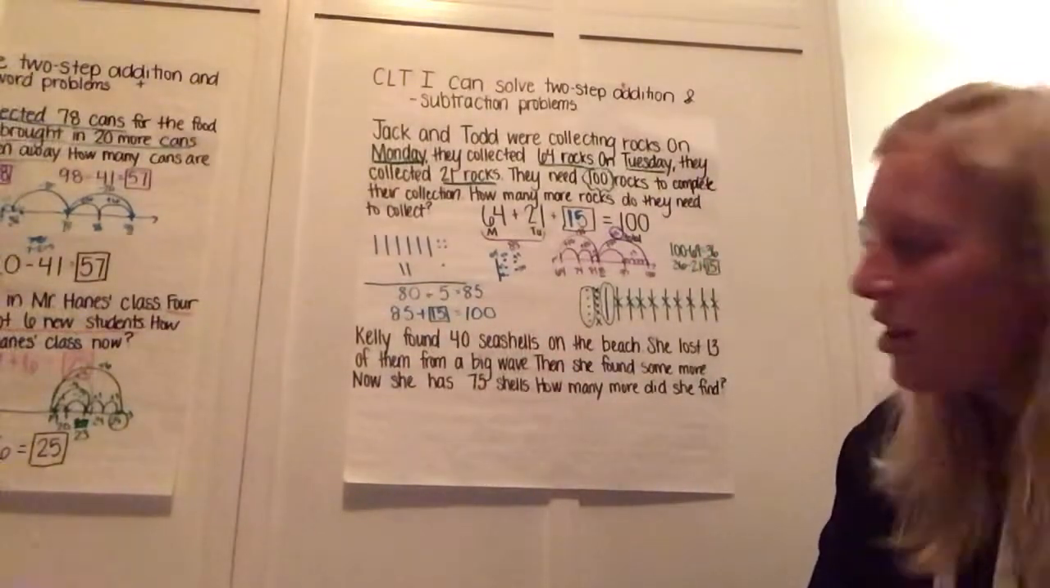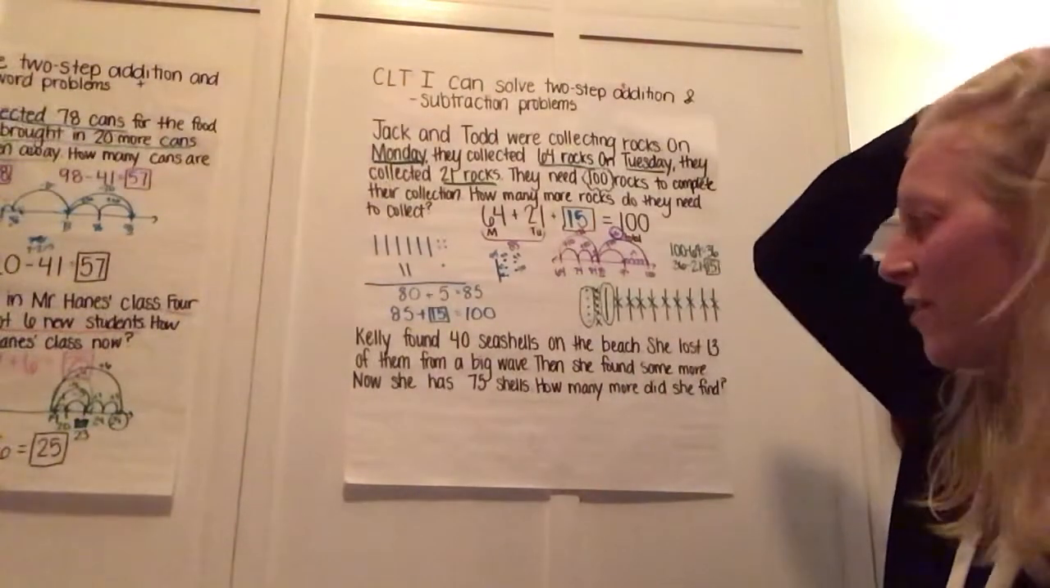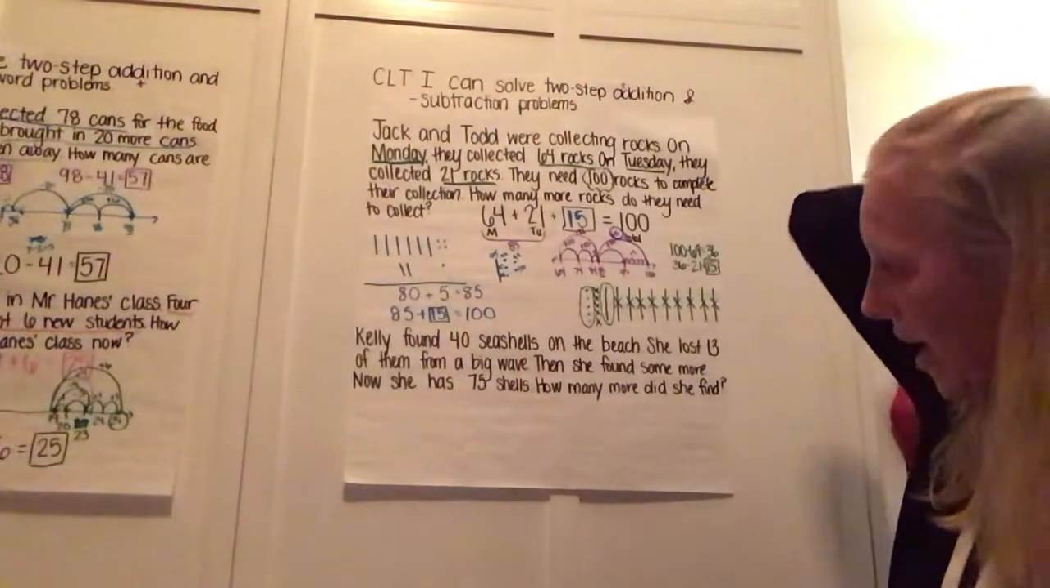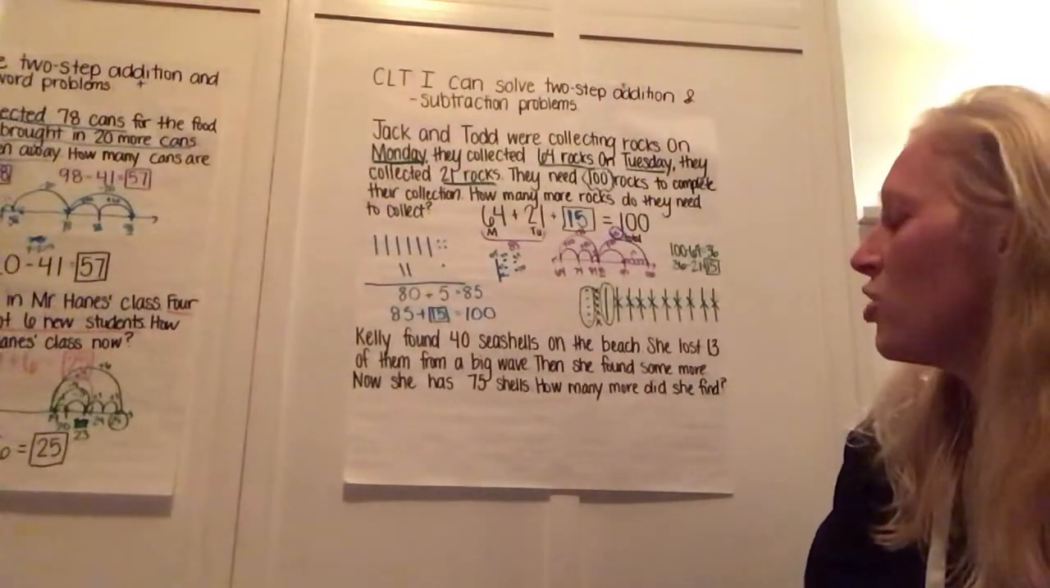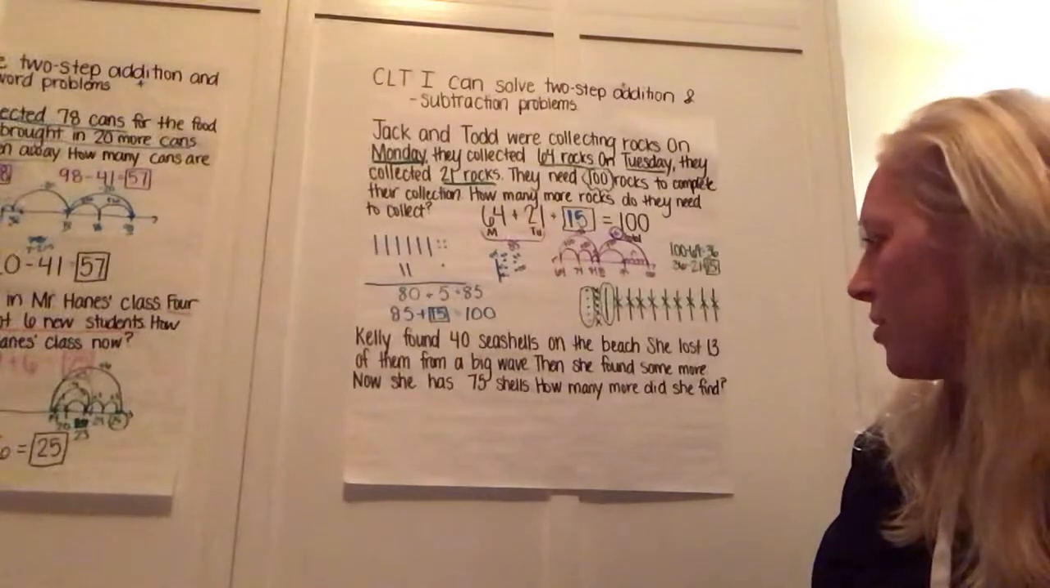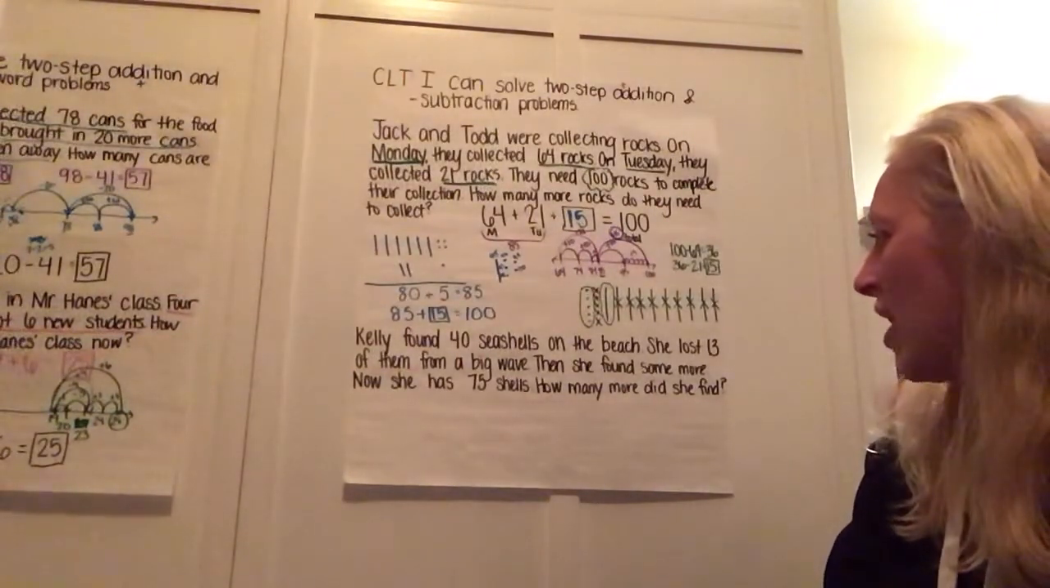Kelly found 40 seashells on the beach. She lost 13 of them from a big wave. Then she found some more. Now she has 75 shells. How many more shells did she find?